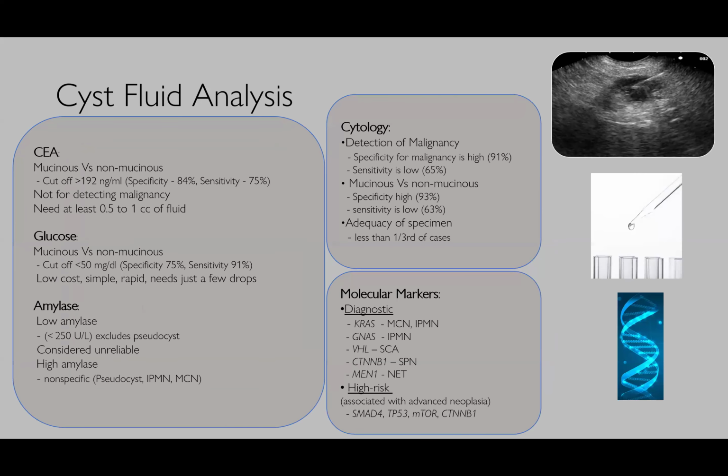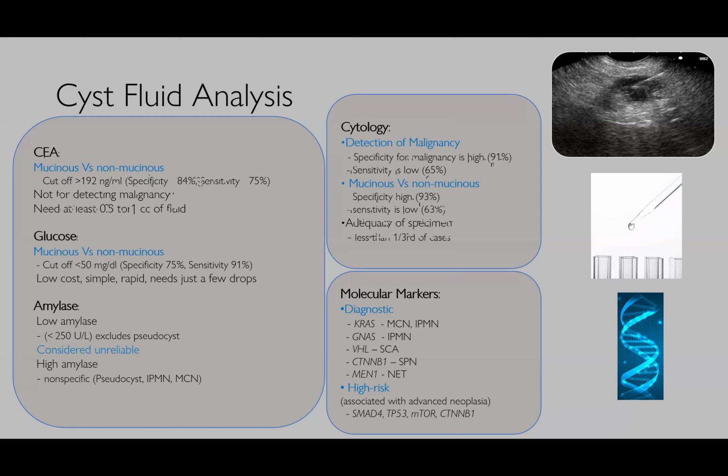Cytology is amazing. When you do have enough tissue to make a diagnosis, you can fairly confidently make the diagnosis of a malignancy or characterize it as one lesion versus other. But unfortunately, the adequacy of this specimen is pretty low for these predominantly cystic lesions. Less than 1/3 of them actually have enough tissue to make a diagnosis. So that is the reason we rely on so many other fluid markers.